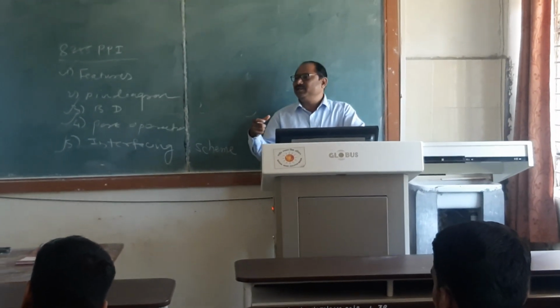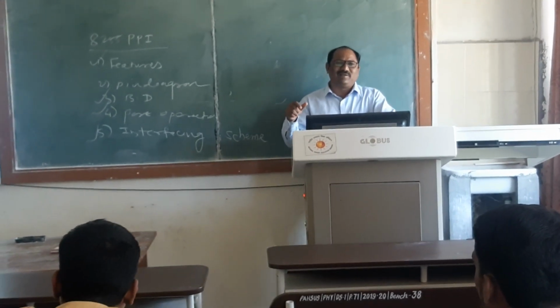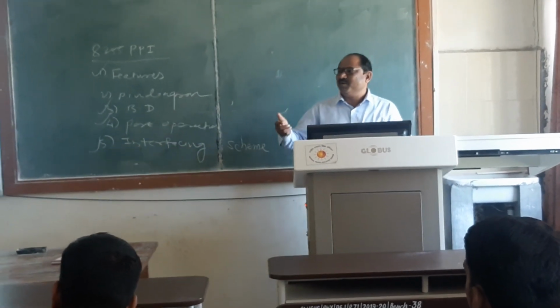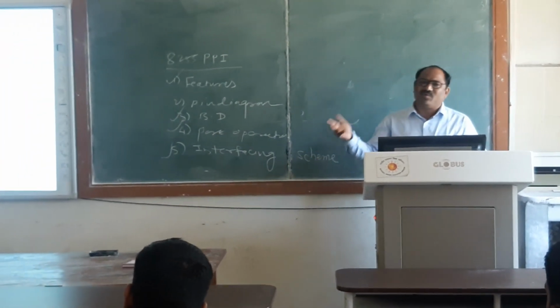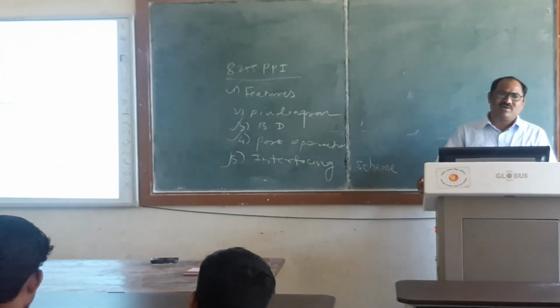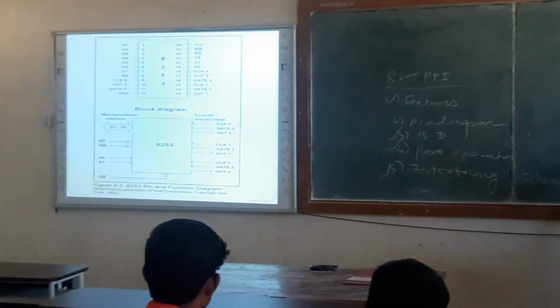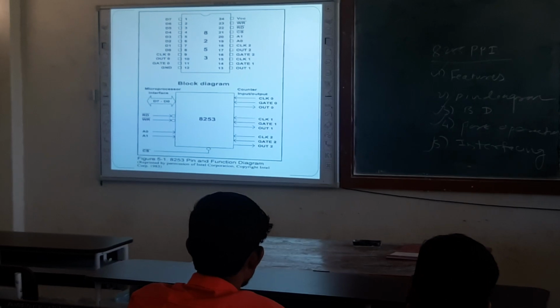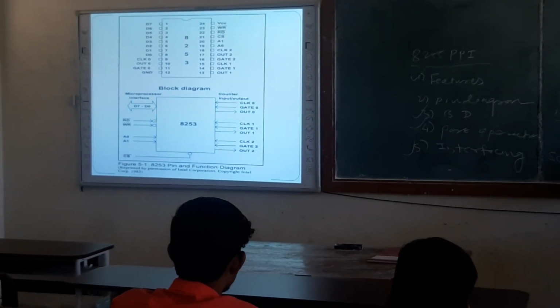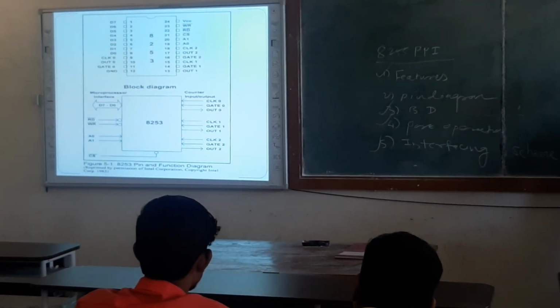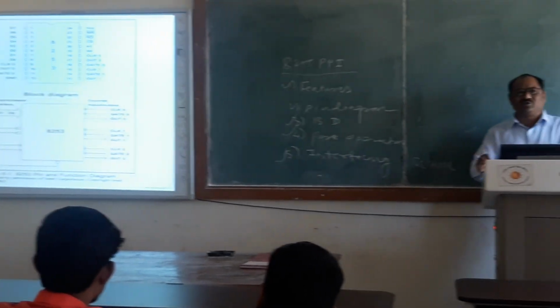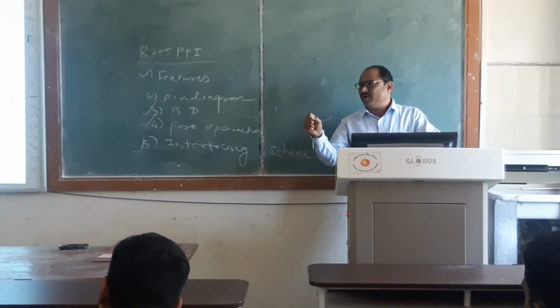And what is gate? Gate is enable and disable. When gate is enabled, then and only then programming is possible. Okay, so if gate is enabled, it means you are going to program the particular counter. So there are 3 counters.